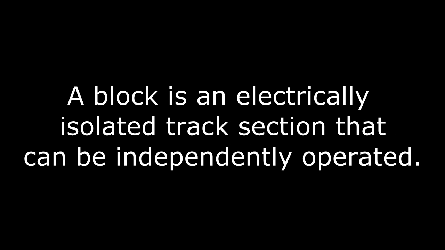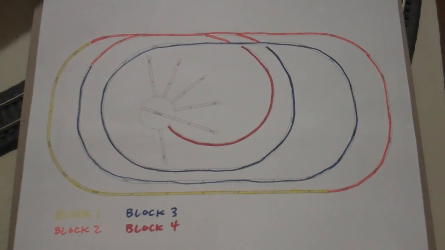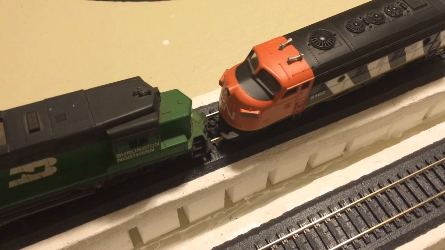A block is an electrically isolated track section that can be independently operated. Okay, before I install my fifth block, I want to explain why I need that fifth block in my four-block system. I didn't really think things through, and my brother and I tried running two trains at the same time. It just didn't work out too well.